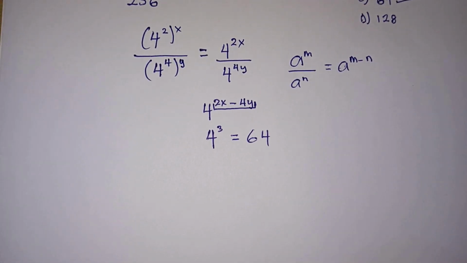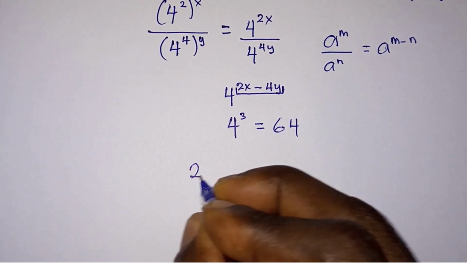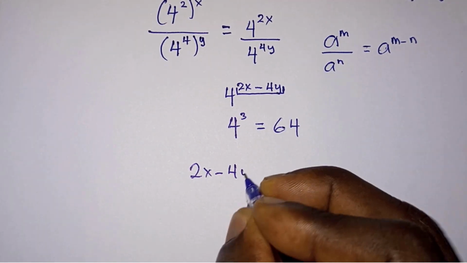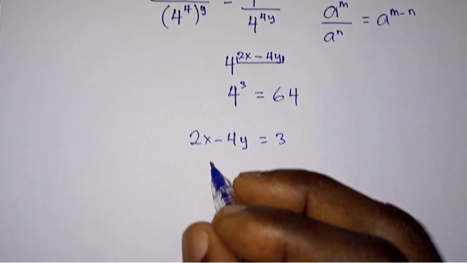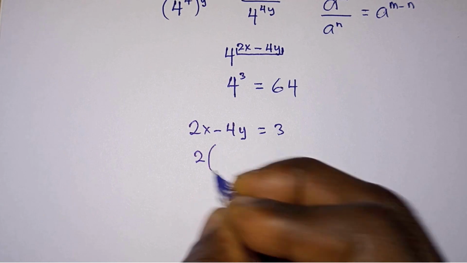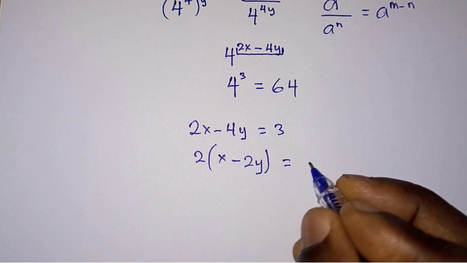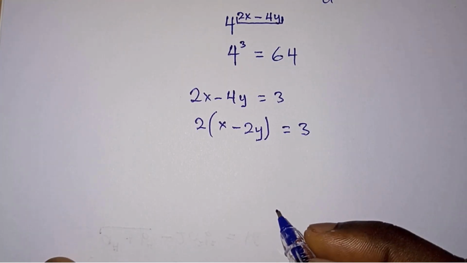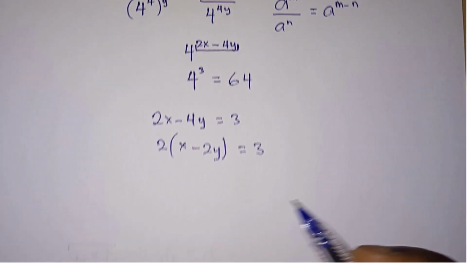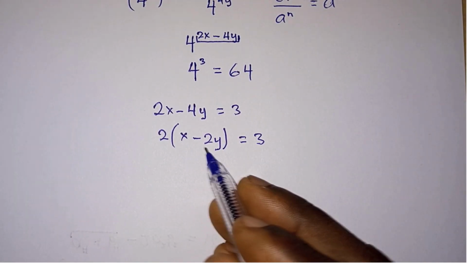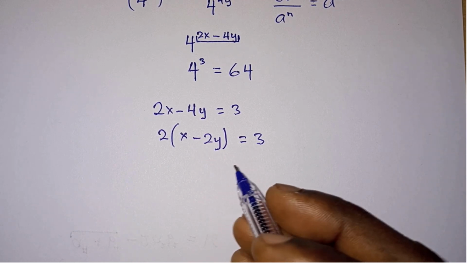But I'm saying the question is wrong because from this equation over here, we have 2x minus 4y is equal to 3. On the left-hand side, if we take 2 out, we're going to have 2 times x minus 2y, and this is equal to 3. Now, in the question, it was stated that x and y are positive integers. So from here, x is an integer, 2 times y is also an integer. Whenever you take integer from integer, you're going to have an integer answer.